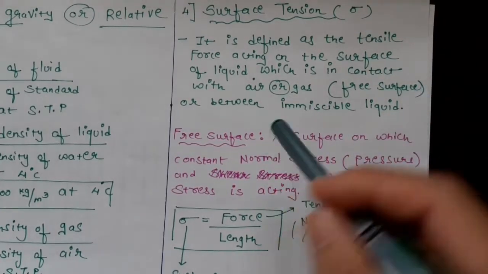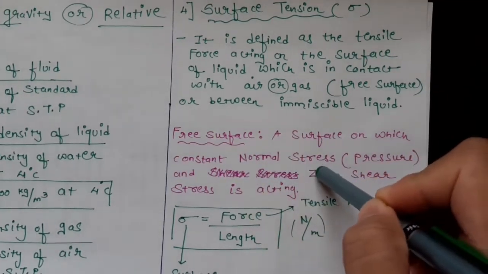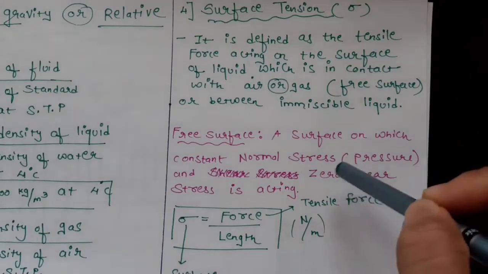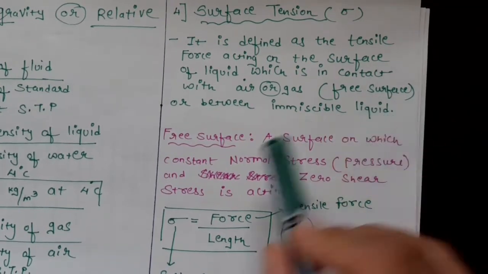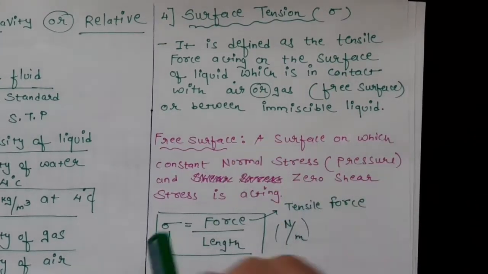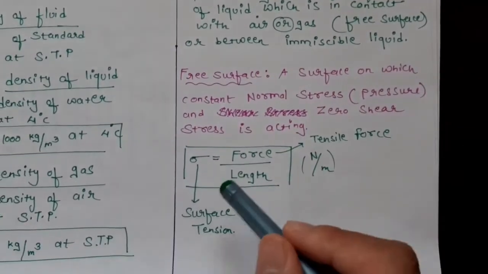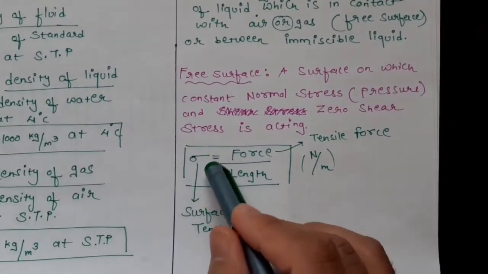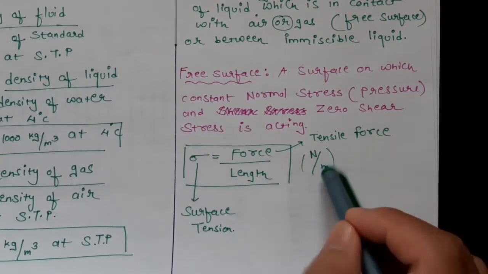Free surface is the surface on which constant normal stress, that is the pressure, and zero shear stress is acting. No shear stress is acting on the free surface, only pressure, that is constant normal stress. Zero shear stress means no shear stress. So surface tension is denoted by sigma. Sigma equals force upon length. Its SI unit is Newton per meter.